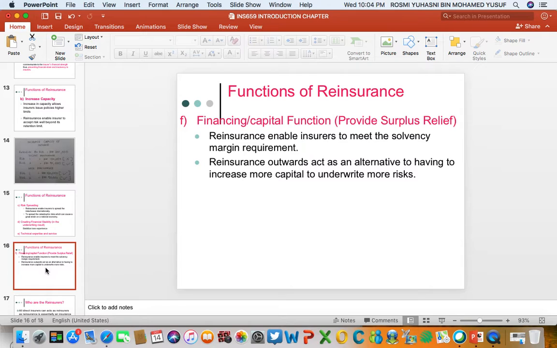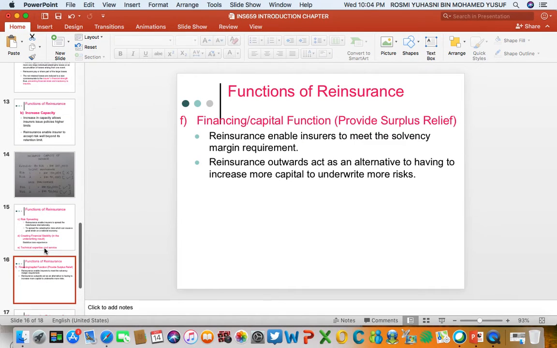Remember, reinsurance outwards is selling reinsurance to another insurance company, or transferring risk to another insurance company. This is called reinsurance outwards. More reinsurance outwards is very good because this will replace the requirement of increasing the capital. Okay?